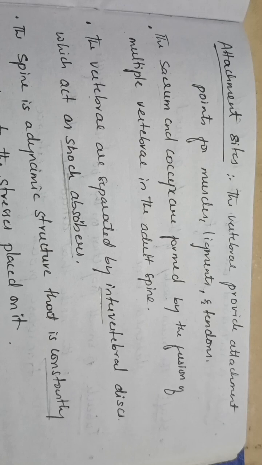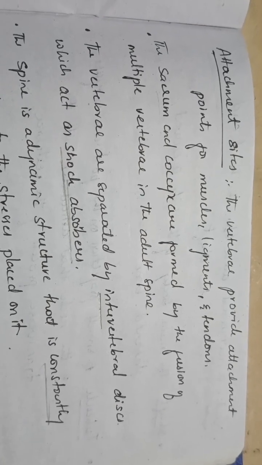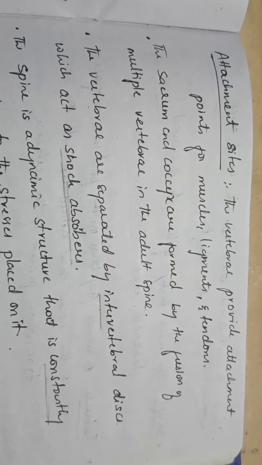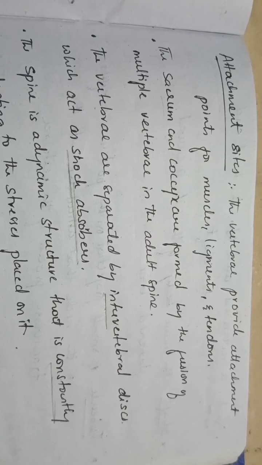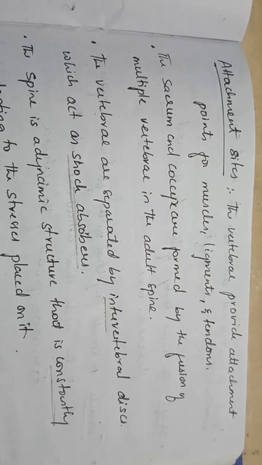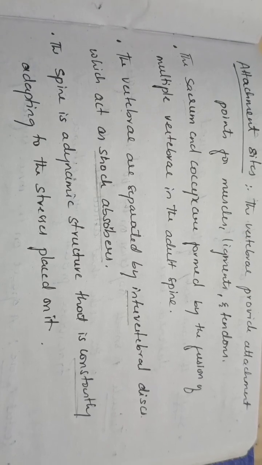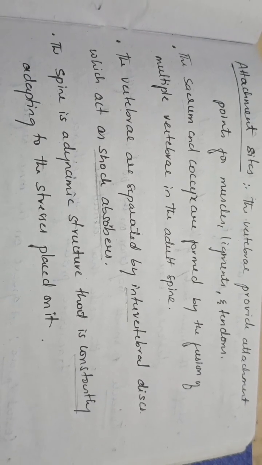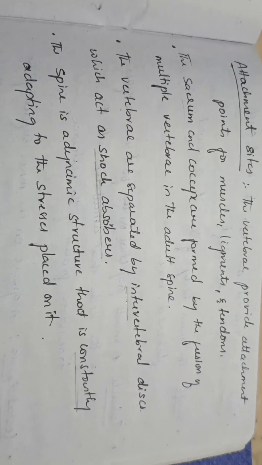The sacrum and the coccyx are formed by the fusion of multiple vertebrae in the adult spine. The vertebrae are separated by intervertebral discs, which act as shock absorbers. The spine is a dynamic structure that is constantly adapting to the stress placed on it.